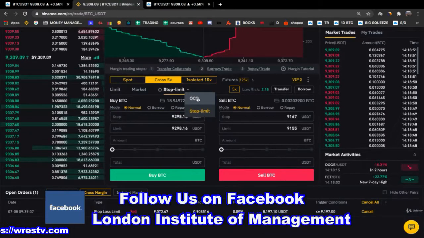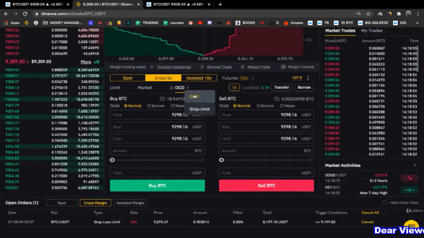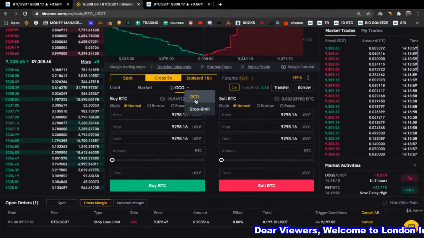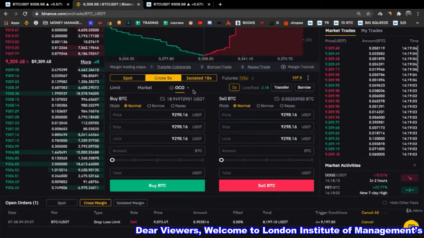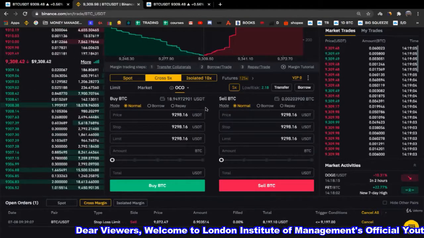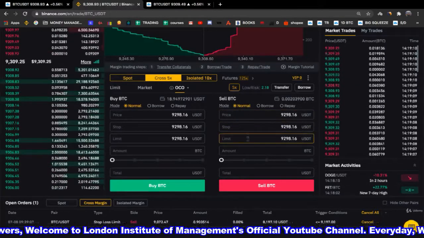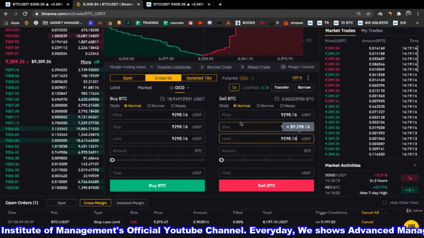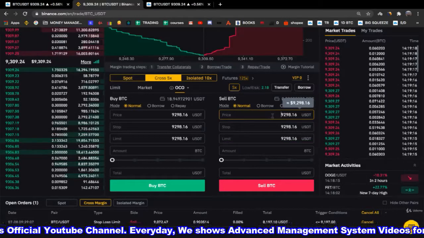The other one, OCO, what does that mean? It means one cancels the other. This is better than the stop limit. This order gives you the option to set a take profit target. Let's see now. Now you have three options here: the stop, the limit, which is the same as what I showed you before. This is your stop loss, and you have one more option, which is the take profit.